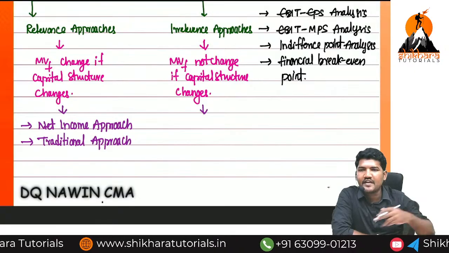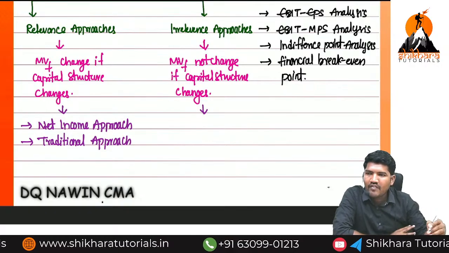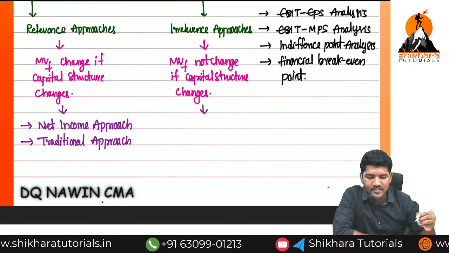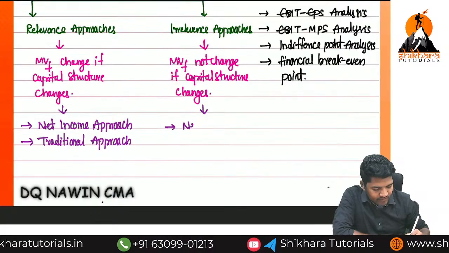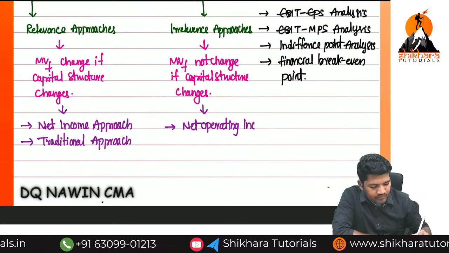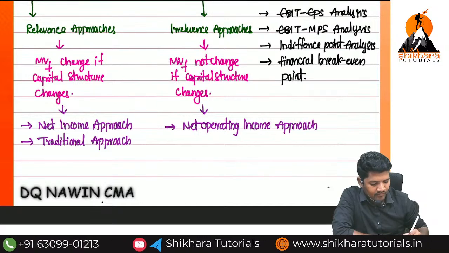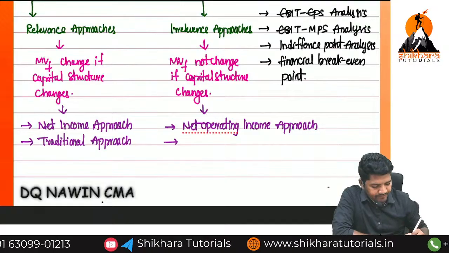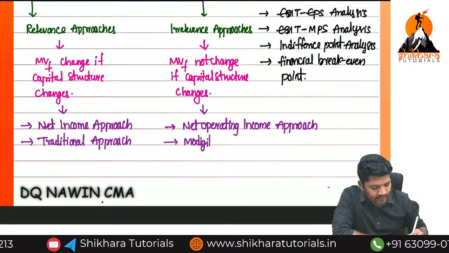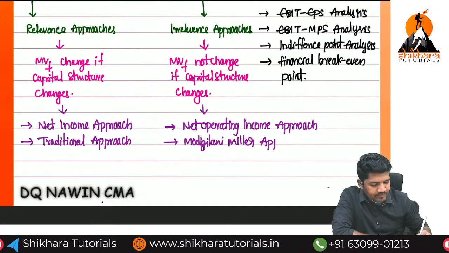For proving this market value constant, we have another two approaches for proving this irrelevance: the net operating income approach and the Modigliani Miller approach, shortly MM.